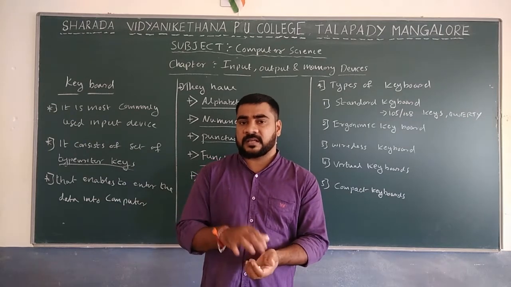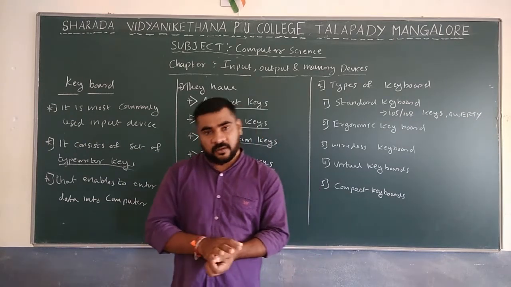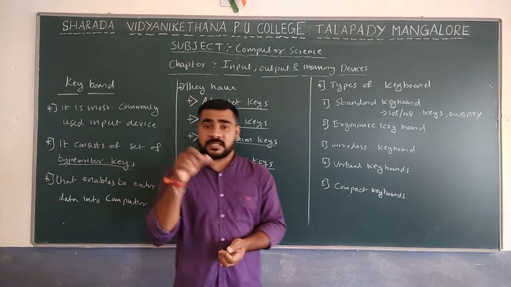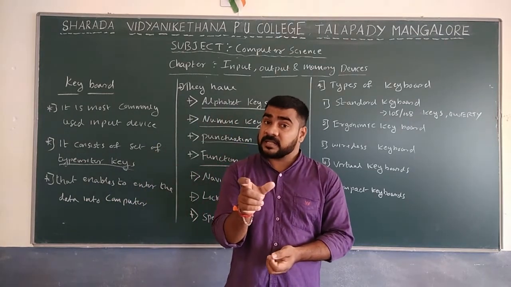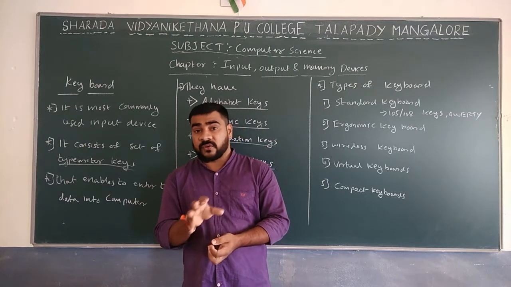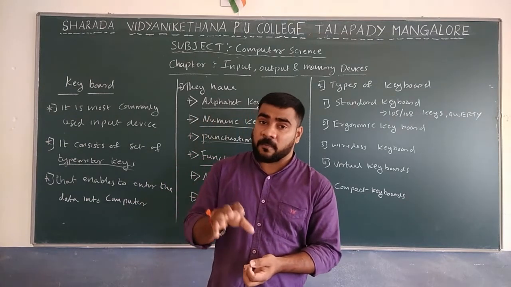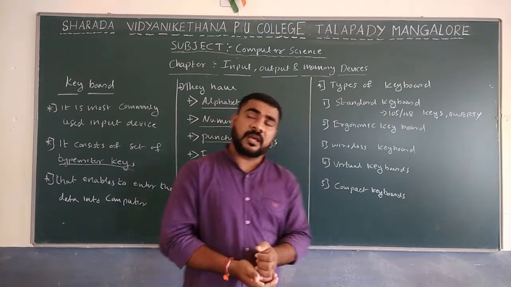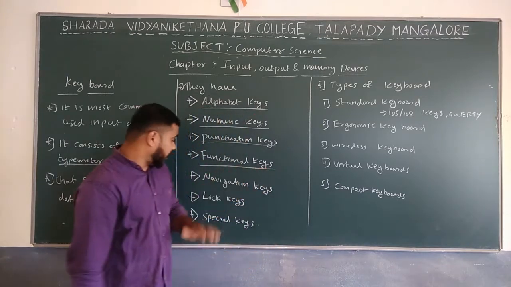Alt F4, that is one function, that is for shutdown. So like that, shortcuts are there. Each functional key contains its own function to perform a certain operation. Then we are making use of the functional keys.